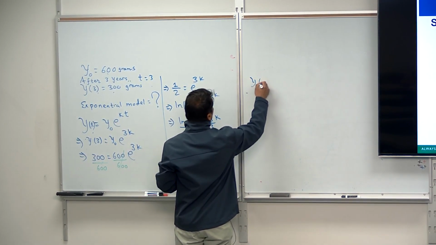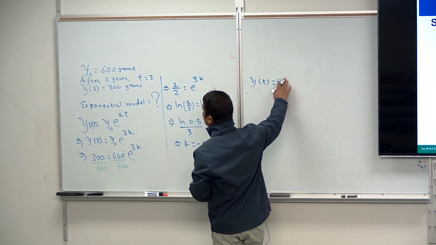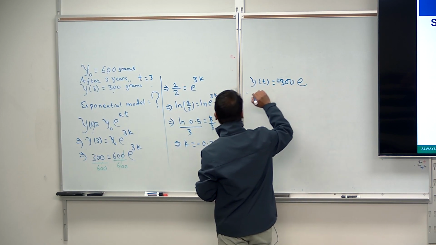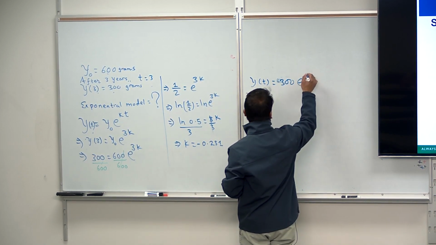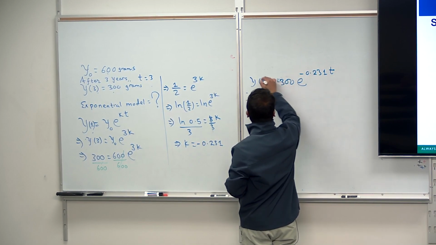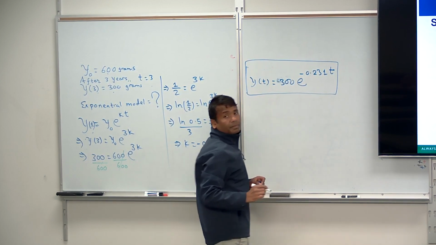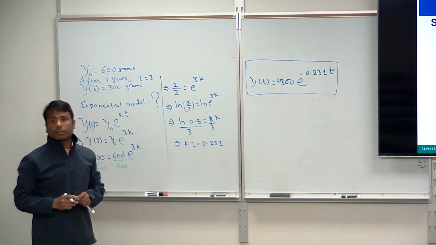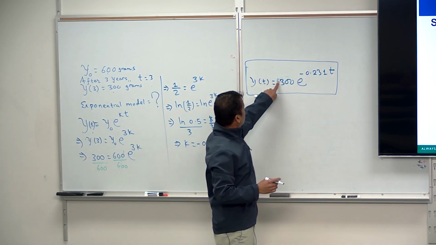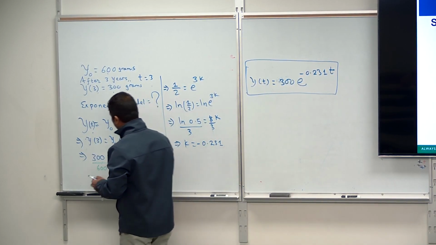So you have y(t) equals y sub 0. What is y sub 0? Is 300. e to the power k is negative 0.231t. So this is the model. Make sense, guys? So this is the model.